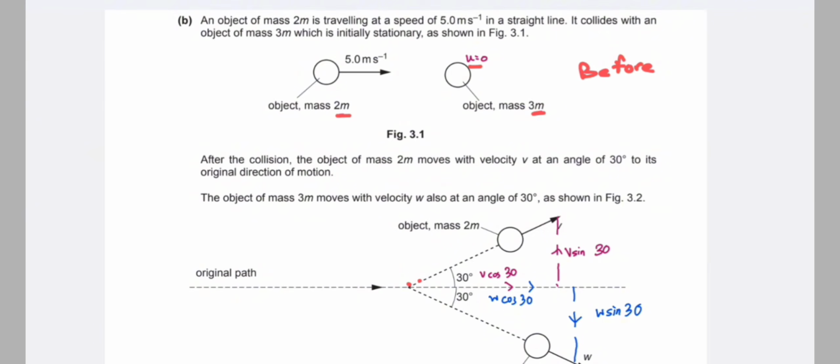After the collision, the object of mass 2m moves with a velocity v at an angle of 30 degrees to the original direction of motion. So the original path is the horizontal direction, but the 2m mass after collision, so this is before collision and this is after. So after collision, the 2m mass moves with a velocity v at an angle of 30 degrees. Since it is moving at an angle, we need to find its horizontal and vertical components of velocity. So the horizontal component is v cos 30, that is for a right angle triangle, the horizontal side is cos, so v cos 30, and the vertical is v sin 30.